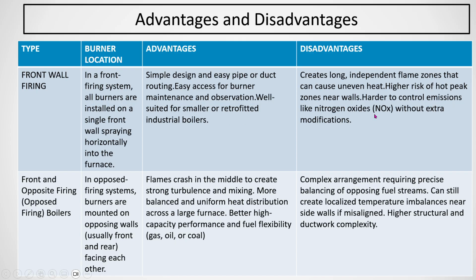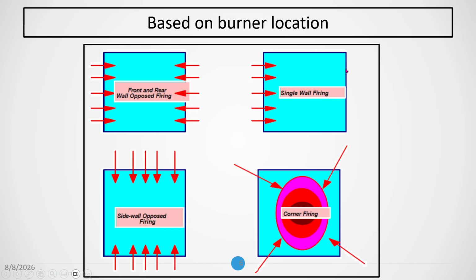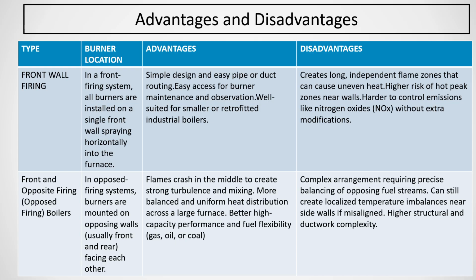The disadvantage is high NOx, and the flame length is greater, so it can strike the other side of the water wall and damage it. This is the main disadvantage, along with NOx formation and a high risk of hot peak zones near the walls. Then front and rear opposed firing: burners are mounted on the front side as well as the rear side.